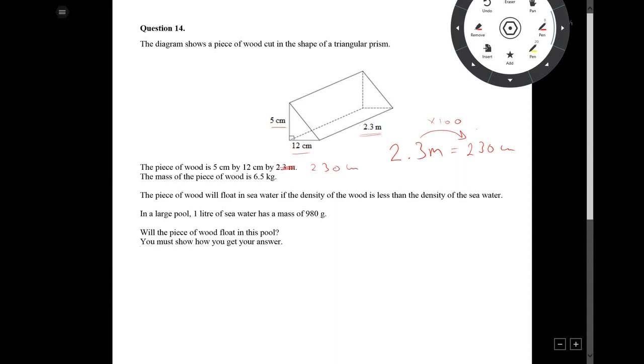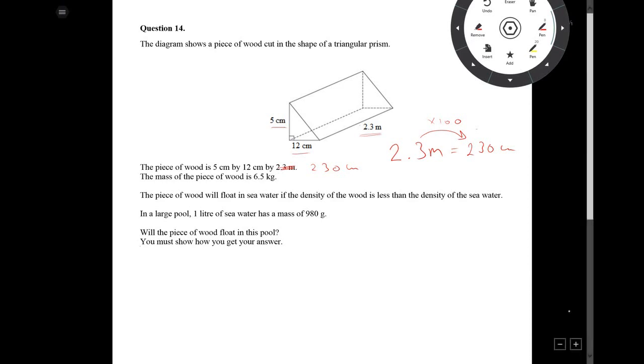The mass of the piece of wood is 6.5 kilograms. So already I've got all the information I need to work out the volume. It's talking about mass, so I know this is going to be a density question. But let's carry on. It says the piece of wood will float in seawater if the density of the wood is less than the density of the seawater.